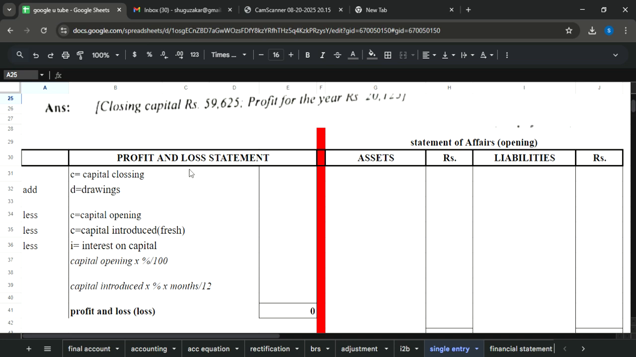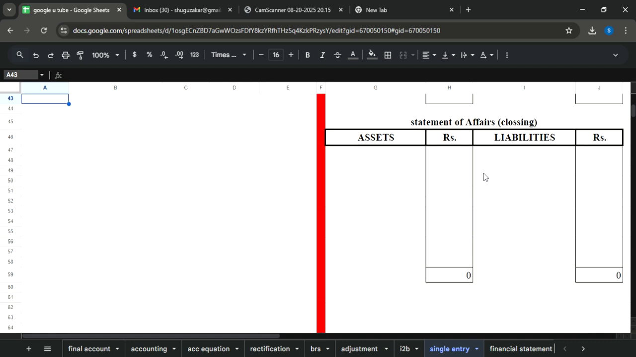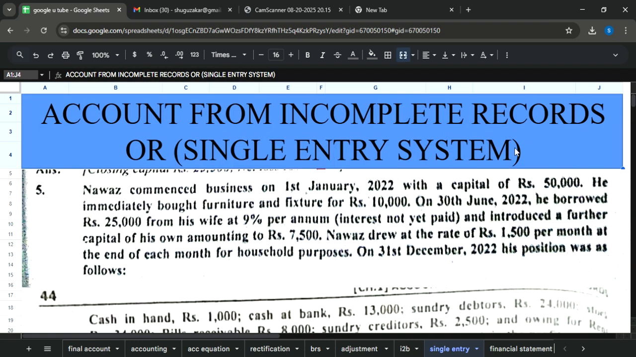Look at here, on the left side you will make the profit and loss statement, and on the right side the opening and closing statements would be made to calculate opening and closing capital. So this was a brief introduction. We are ready to start our question.